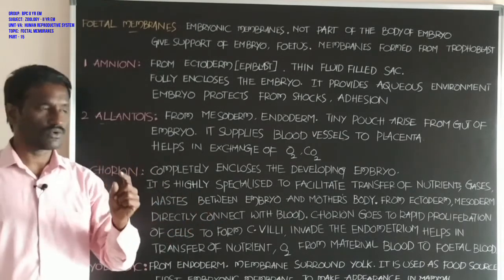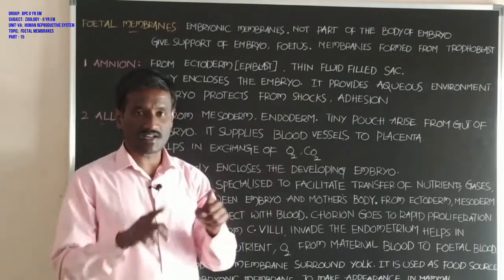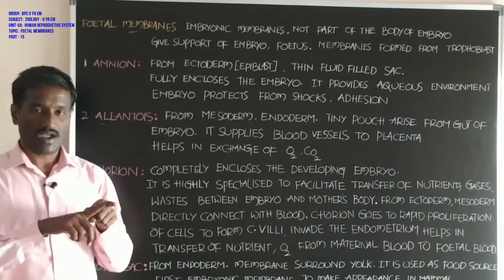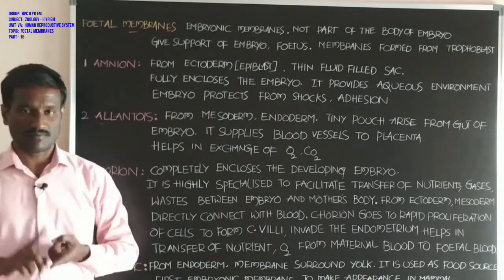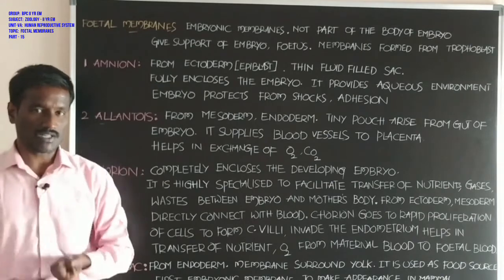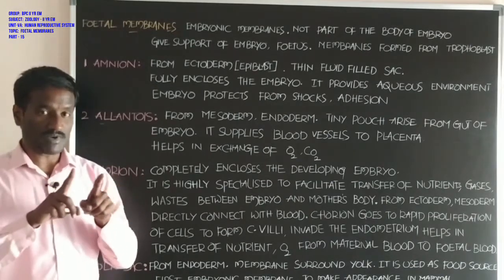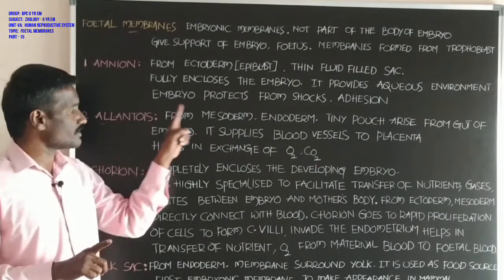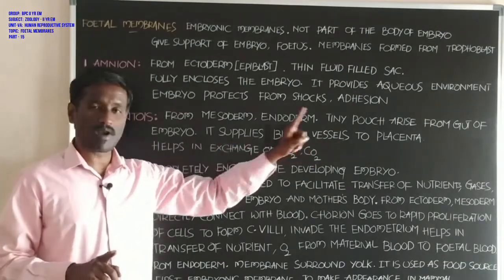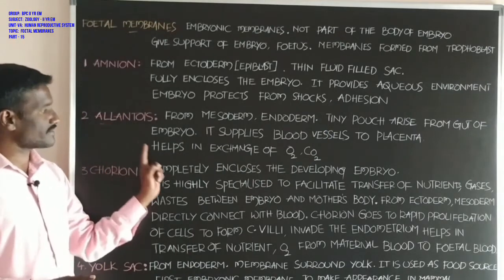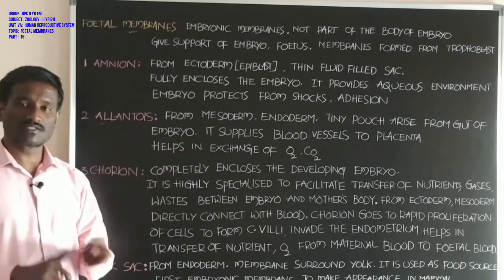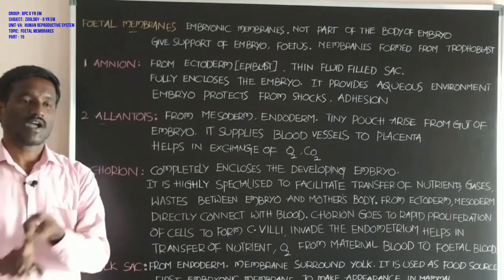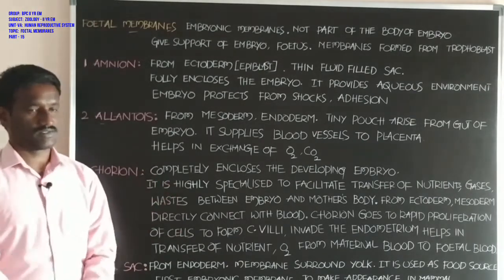Students, you already know about the placenta. The placenta is the connecting link between the developed fetus and the mother, the uterus part of the mother. The allantois supplies blood vessels to the placenta, and helps in the exchange of oxygen and carbon dioxide between the mother and the fetus.